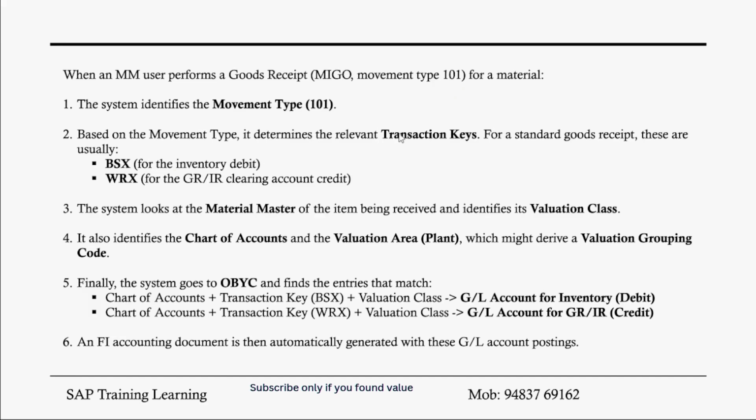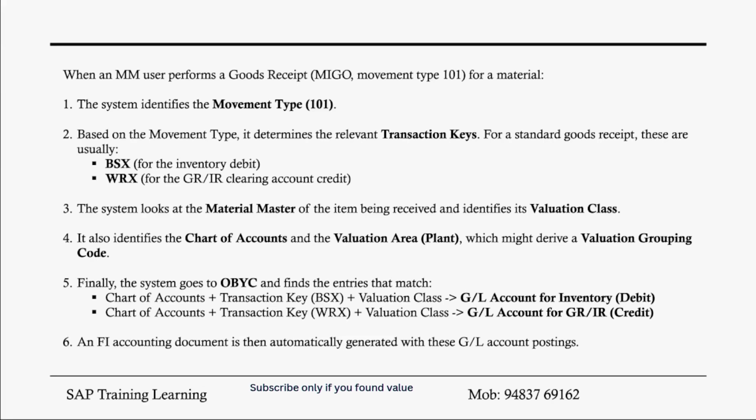Remember, these transaction keys are assigned with the movement type. Based on the movement type only, these transaction keys are triggered. Since it is BSX, for that stock you received, you have to pay the vendor, so the WRX account will come. Simple transaction, right? So till here it is clear.